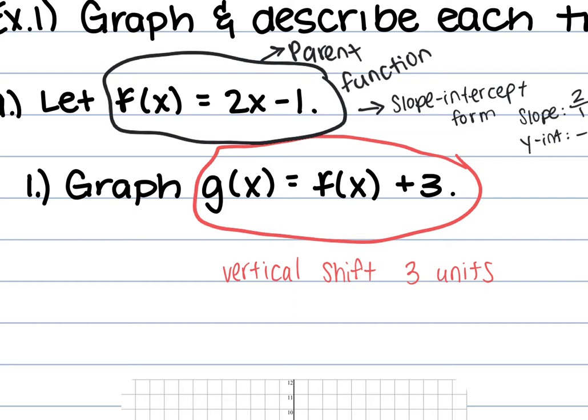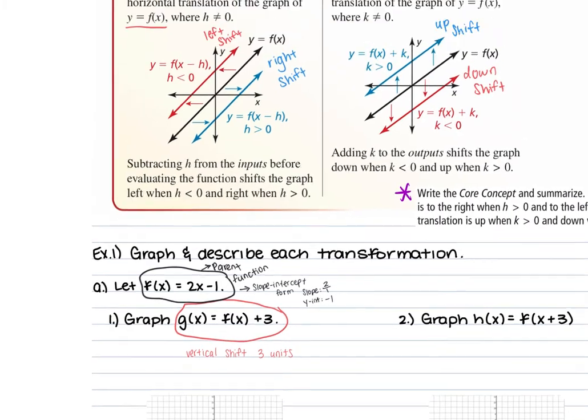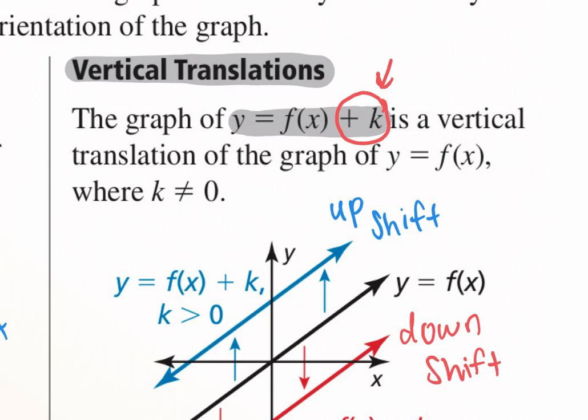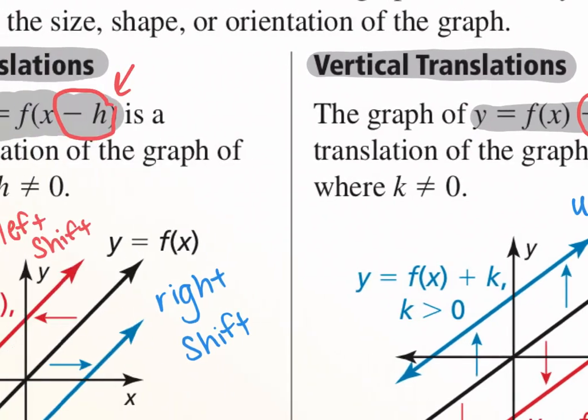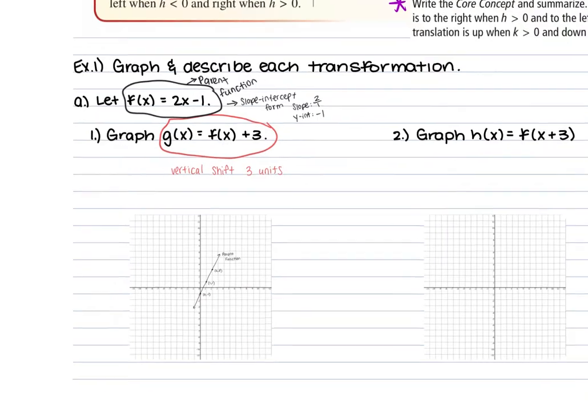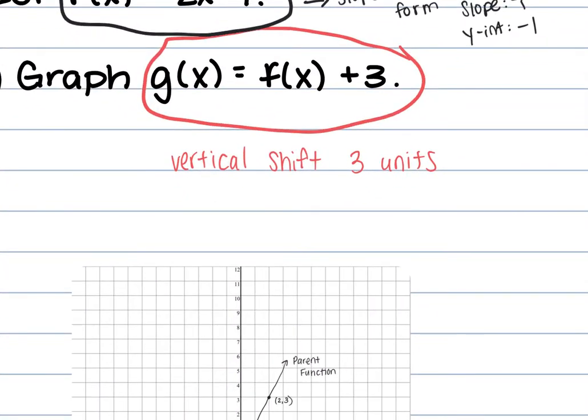The reason it's vertical is because the 3 is not inside the parentheses. Do you see how the 3 is being added to f of x, not x? So remember, look back up at our core concept. Do you see when it was plus k outside the parentheses? It's a vertical shift. When you are adding or subtracting something inside the parentheses, it's going to be a horizontal shift. So this is going to be a vertical shift of 3 units up because it's +3 as well.